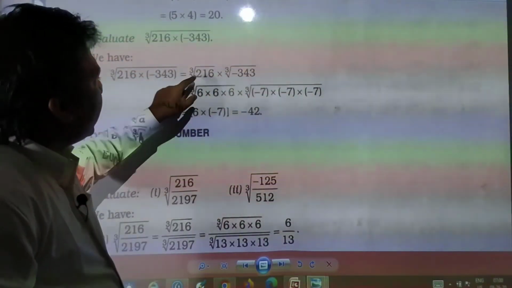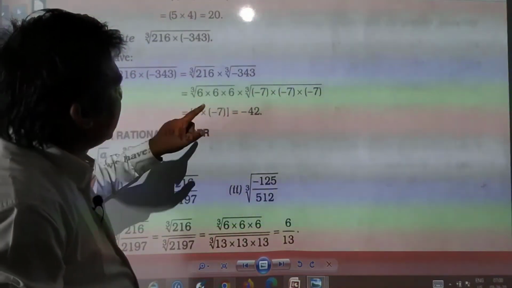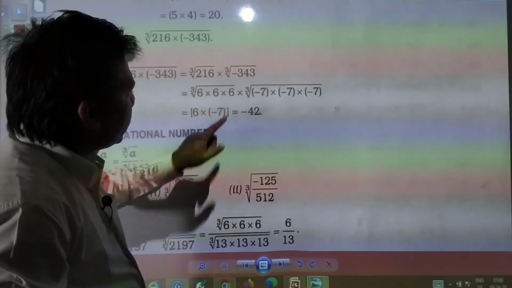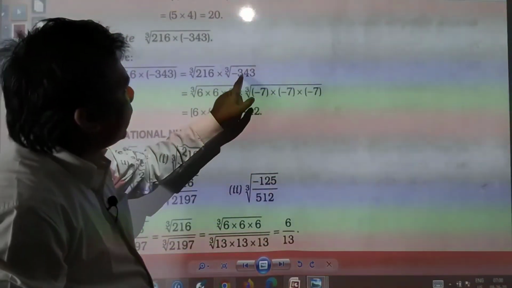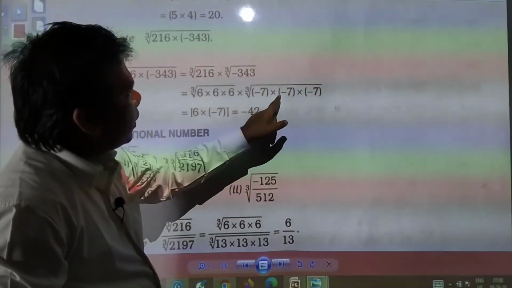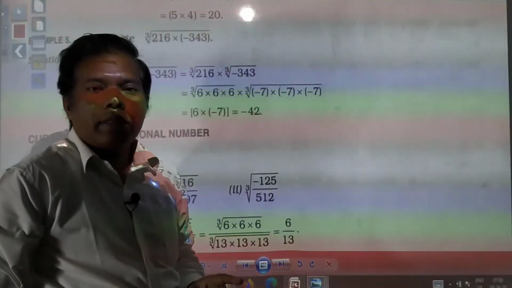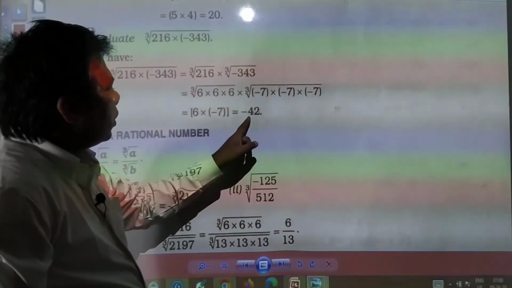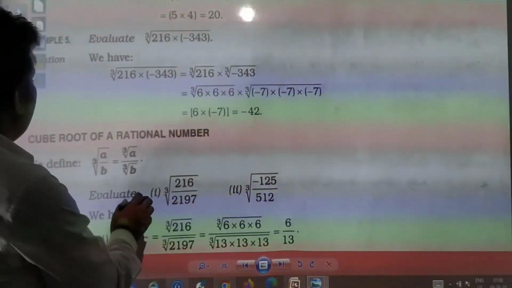So you need to find out cube root of 216. So you have got 6 into 6 into 6, and cube root of minus 343 you have got minus 7 into minus 7 into minus 7. So finally you have got minus 42.